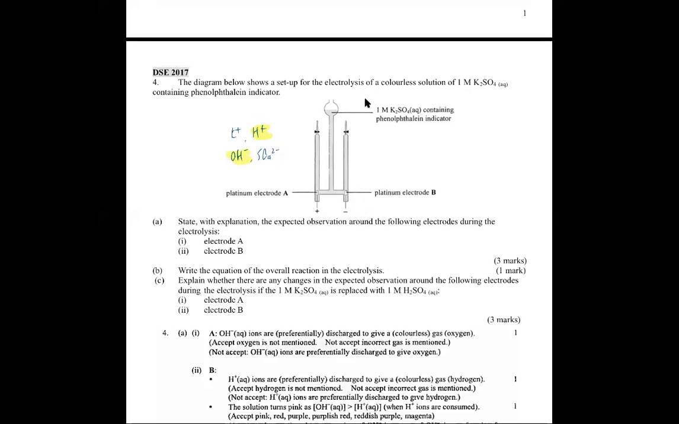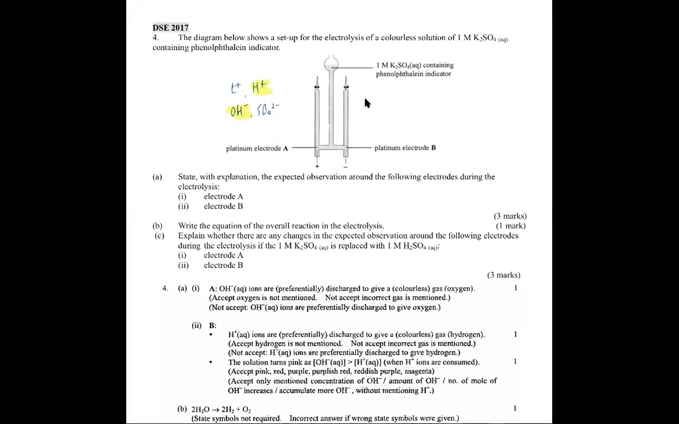At electrode A, it should be hydroxide ions that get discharged, and then at electrode B, it should be hydrogen ions that get discharged. So for part A, it asks you to write the observation. So at A, you should write that hydroxide ions are preferentially discharged to give a colorless gas.